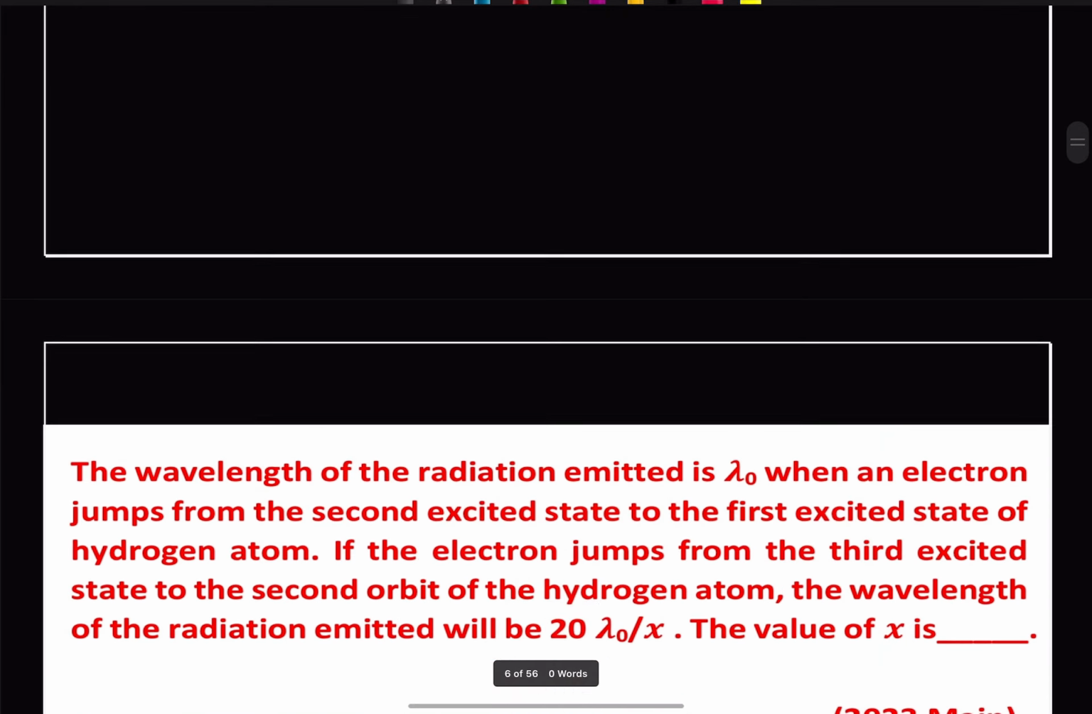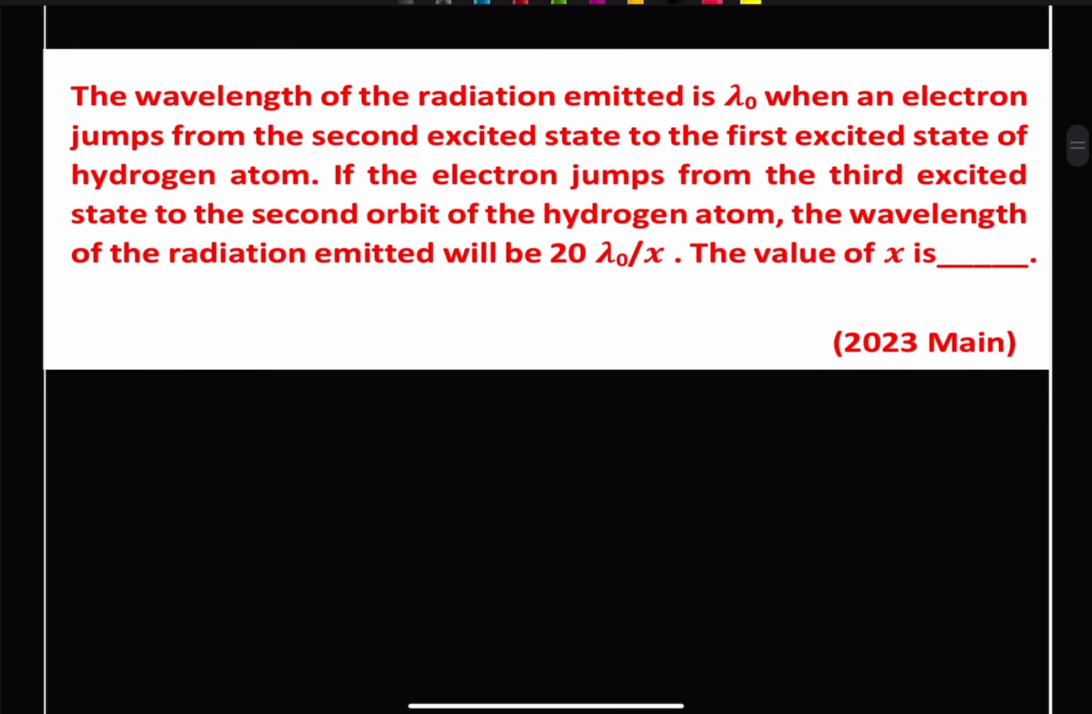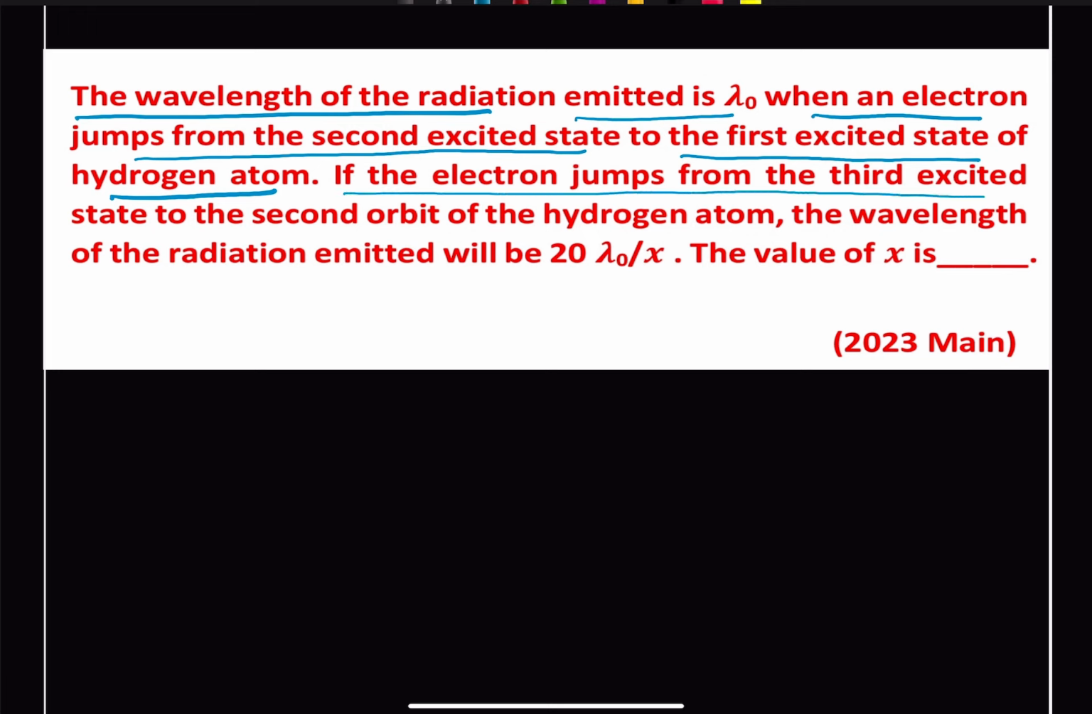It states that the wavelength of a radiation emitted is lambda naught when an electron jumps from second excited state to the first excited state of a hydrogen atom. If the electron jumps from third excited state to the second orbit of the hydrogen atom, the wavelength of the radiation emitted will be 20 lambda naught divided by x. Then the value of x is. In this case, we are having two different wavelengths for different excitation, two transitions.